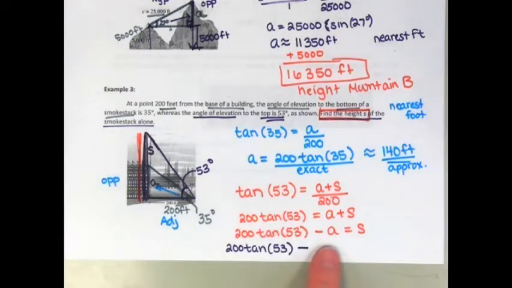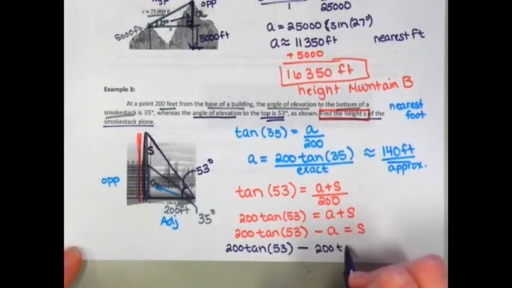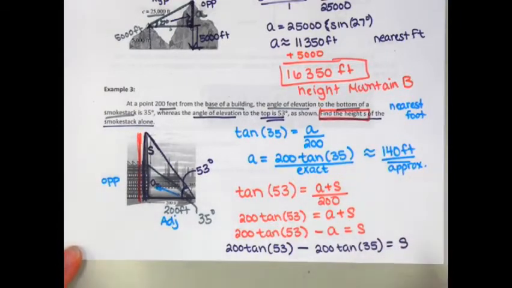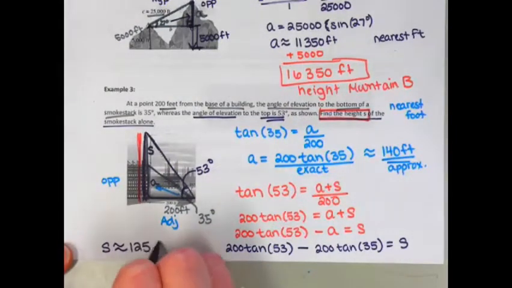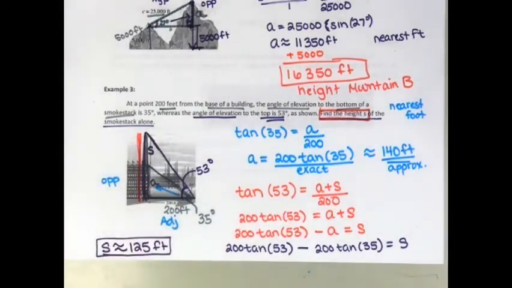What is my exact answer for A? 200 tan 35. And that would equal my S. So what is S approximately to the nearest foot? 120 feet. Huh? 125 feet. Yep.